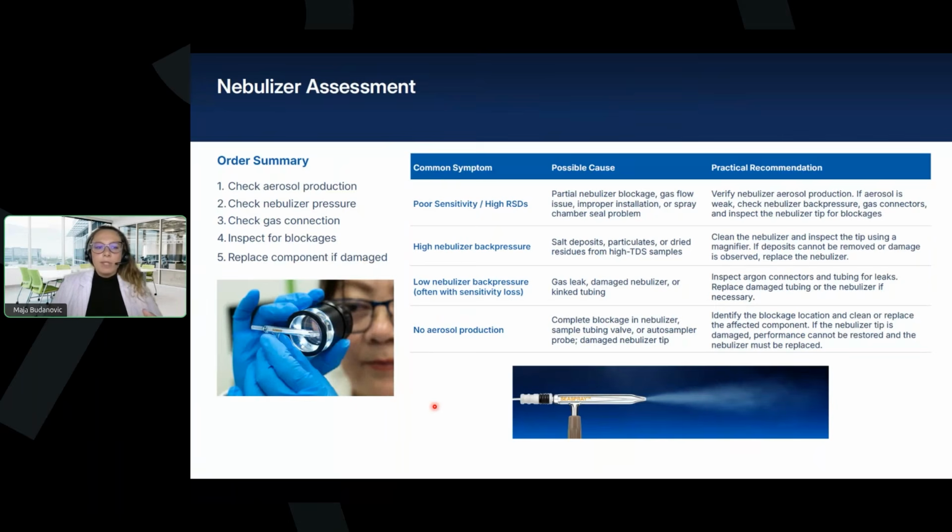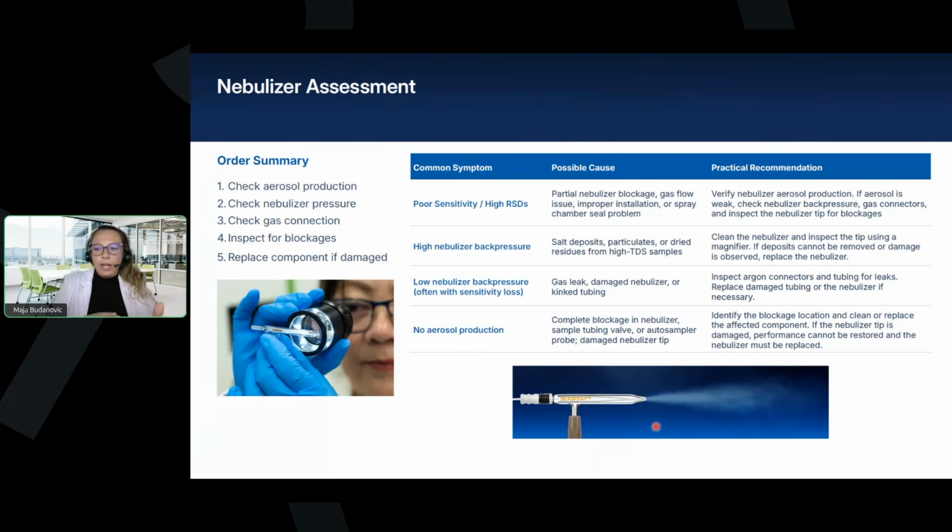Now, many ICP performance issues can be tracked back to problems with the nebulizer operation. The common symptoms, such as poor sensitivity or high RSD values, can have several causes, including partial blockages, unstable gas flow, incorrect installation, or issues with sample delivery. And usually the useful first step is always to verify the aerosol production. If the aerosol is weak or inconsistent, the next check should include your nebulizer back pressure, the gas connections, and the nebulizer tip condition.